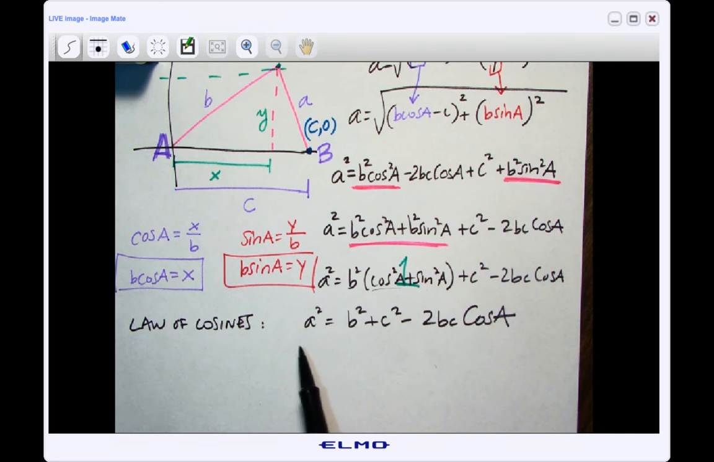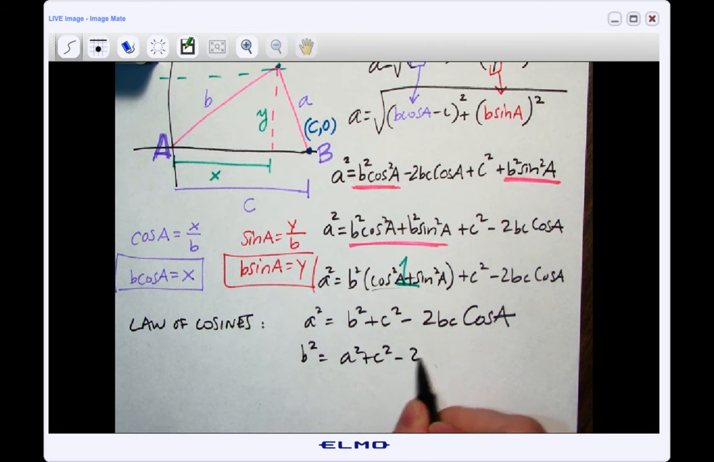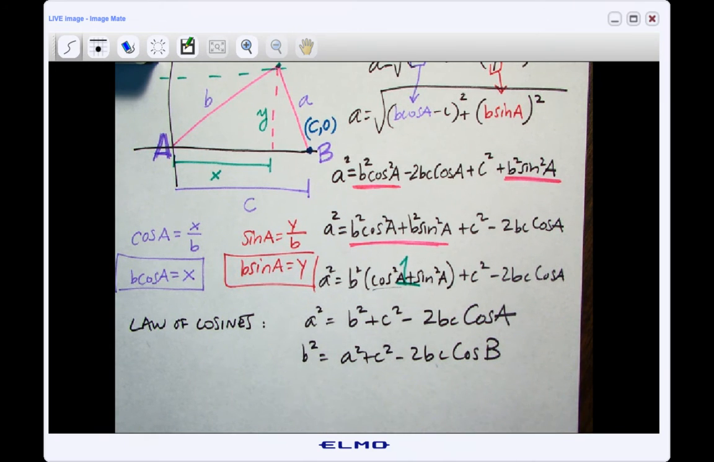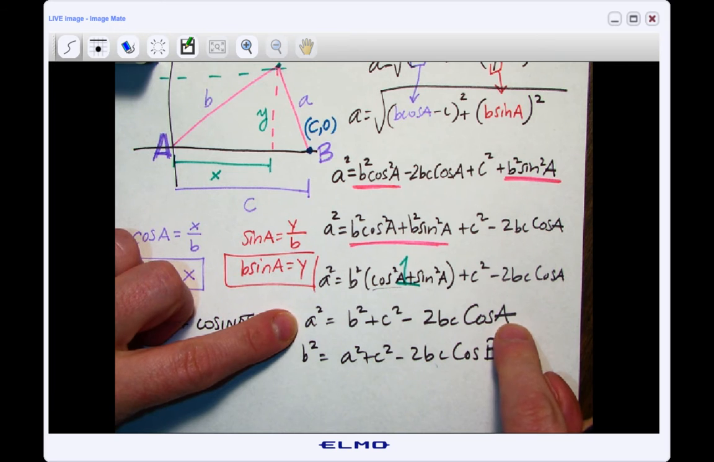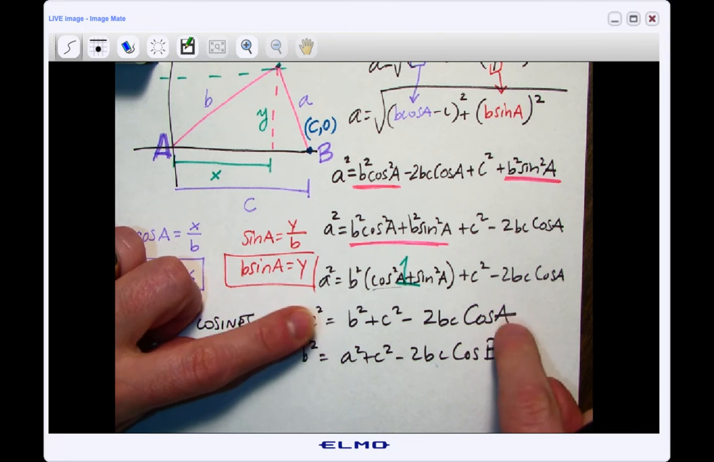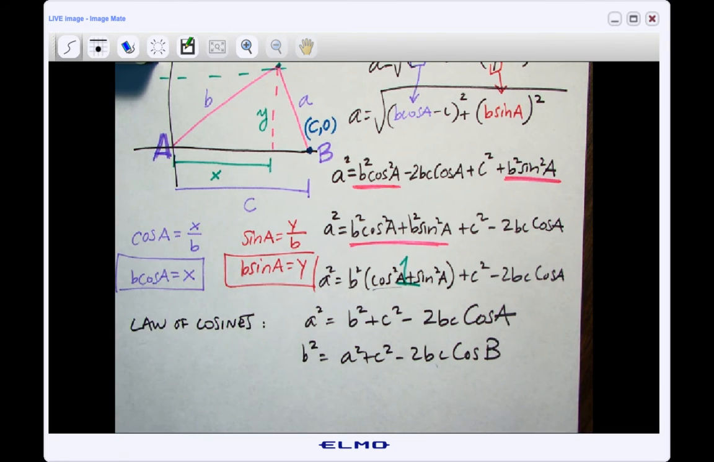Now, sometimes in the book, they switch around all the letters. Like they'll say b squared is equal to a squared plus c squared minus 2ac cosine B. But hopefully everybody knows it doesn't matter. You can change those letters to anything you want. This just means it's a side, and this side has to be opposite this angle, right? I could call them anything.